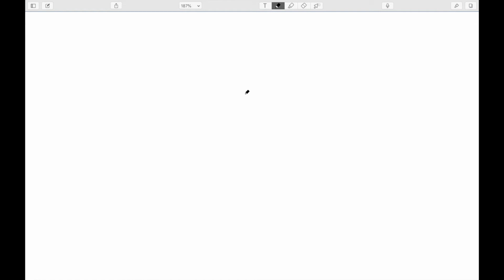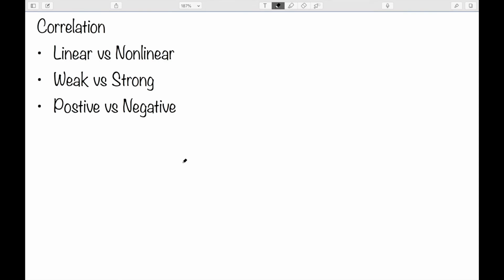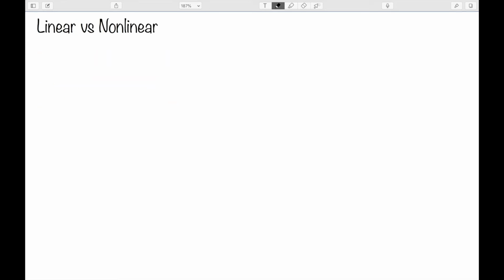So now that we've got the basics of scatterplots, let's look at correlation and what that means. When I'm looking at correlation, I'm looking at three things: linear versus nonlinear correlation, weak versus strong correlation, and positive versus negative correlation. So let's look at each one of these. For linear versus nonlinear, what we're looking at is, does the shape of the dots and the shape of the graph generally look like a line, or do they not?